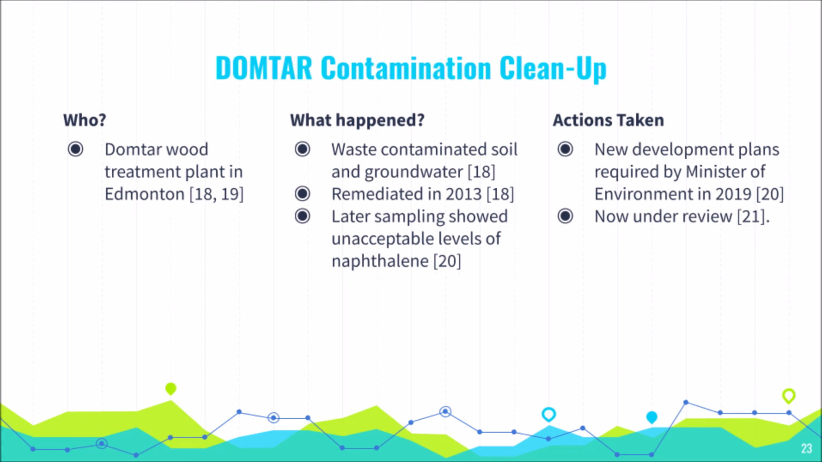Unfortunately, sampling in 2017 and 2018 showed unacceptable levels of naphthalene as well as several other compounds. Even more unfortunately, houses had already been sold in the area at this time. Because of this, a timeline for development of a new remediation plan was set by the Minister of Environment in 2019, requiring action by both Domtar and Cherokee, and these plans are now under review by Alberta Environment. And this is just an example very close to home of where naphthalene contamination might take place.